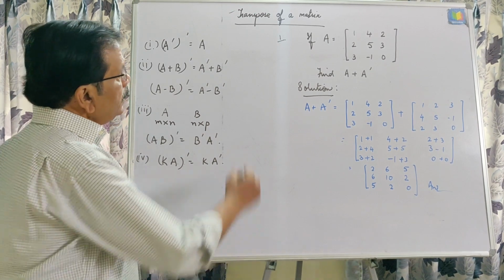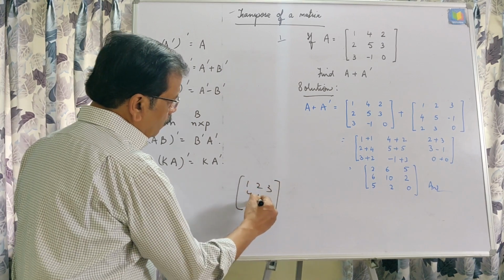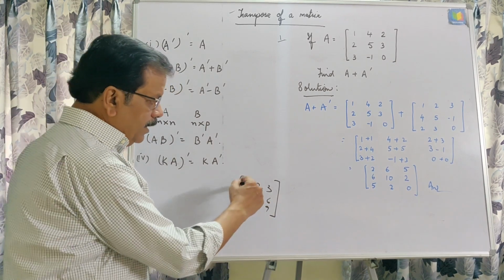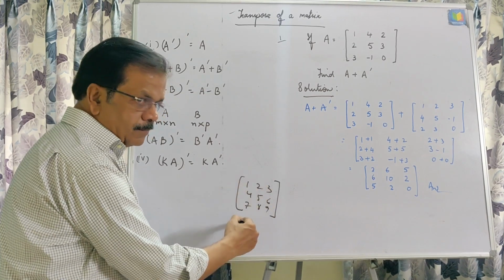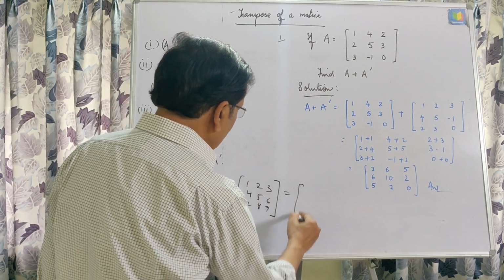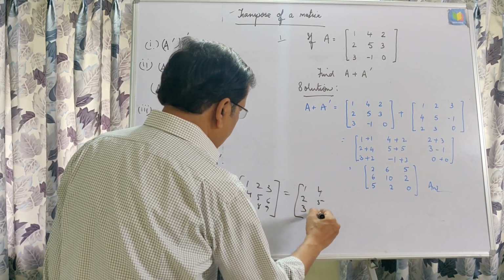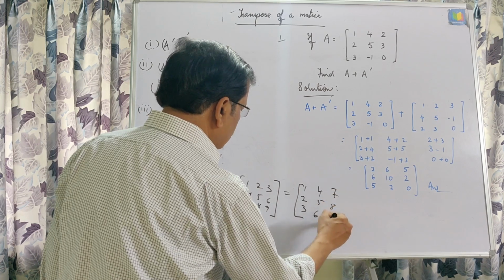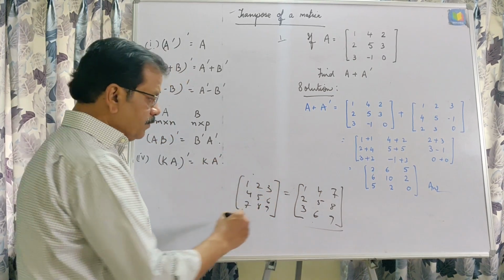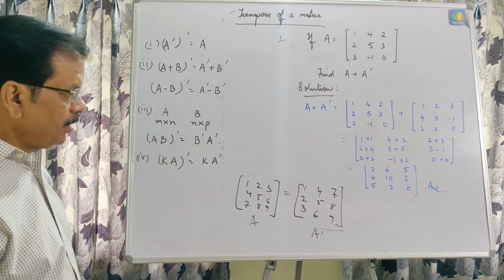Okay. And suppose here this is 1, 2, 3, 4, 5, 6 and 7, 8, 9. This is any matrix. If we interchange rows to columns, that is, the first row becomes the first column, the second row becomes the second column, and the third row becomes the third column, then the matrix is called the transpose of the previous one. Let this matrix be A, and this is denoted by A dash.